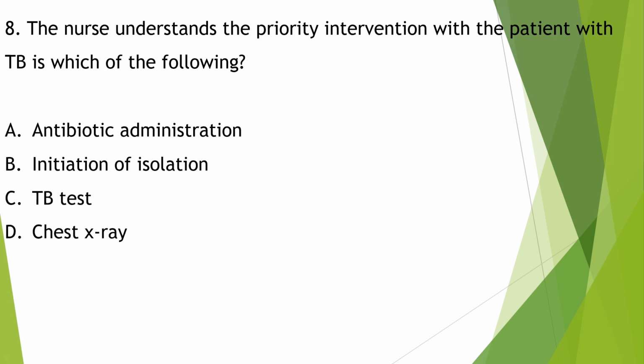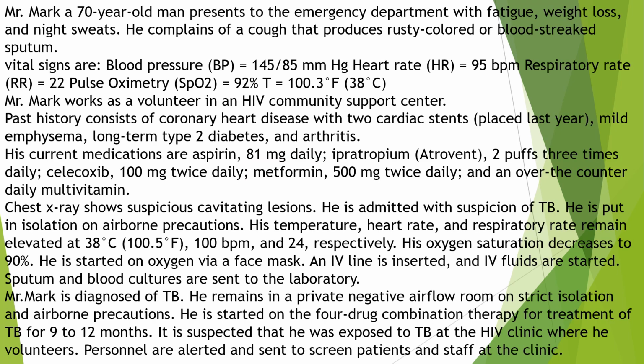The nurse understands the priority intervention with the patient with TB in which of the following? Antibiotic administration, initiation of isolation, TB test, chest X-ray. Of course, when a patient is coming to the nurse with TB, the first point is to isolate the patient, that too in a private room with negative pressure. So isolation is the priority. Of course, multi-drugs we need to administer to the patient, TB test need to be done, and chest X-ray to be taken.